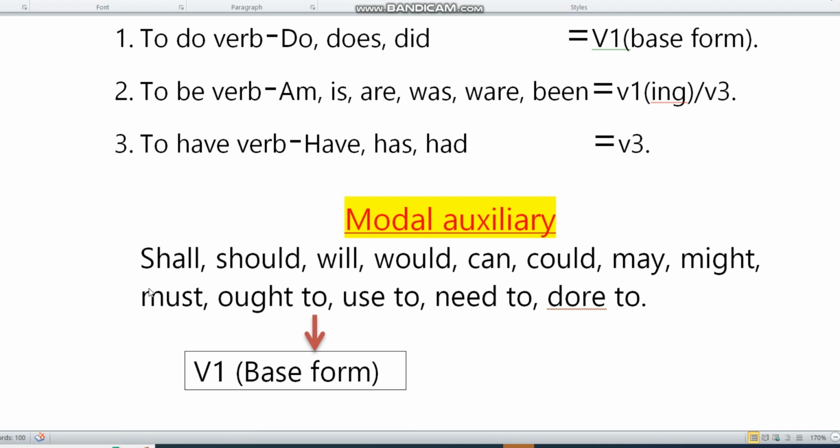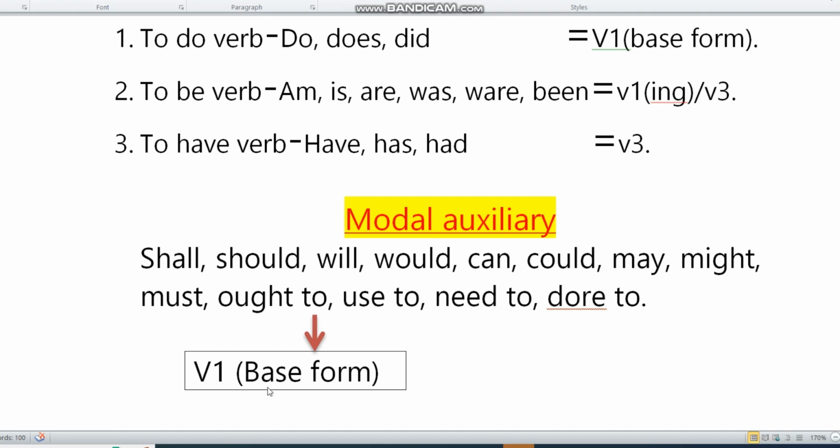Okay, next, modal auxiliary verb. So here you can see the modal auxiliary verbs: shall, should, will, would, can, could, may, might, must, ought to, used to, need to, and dare to. So after these modal auxiliary verbs, we have to use only the base form of the main verb.